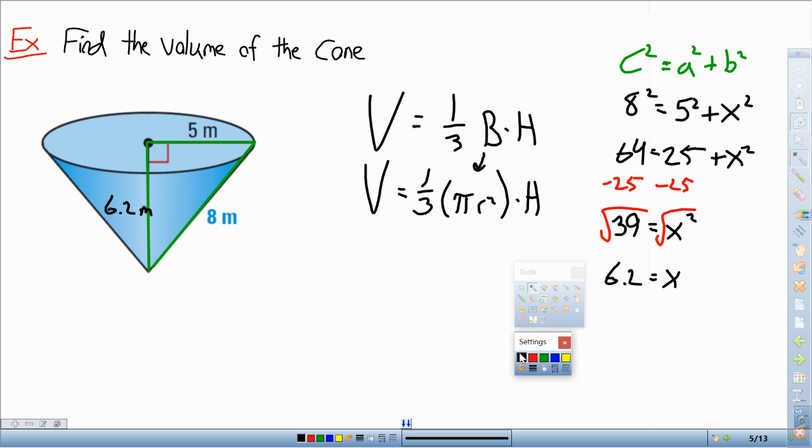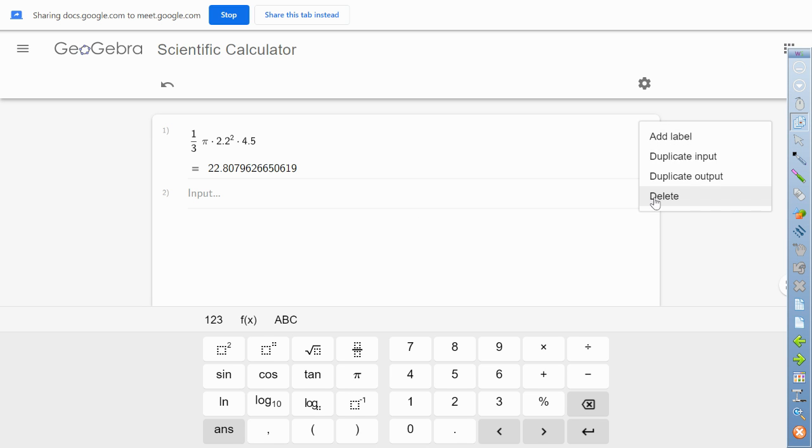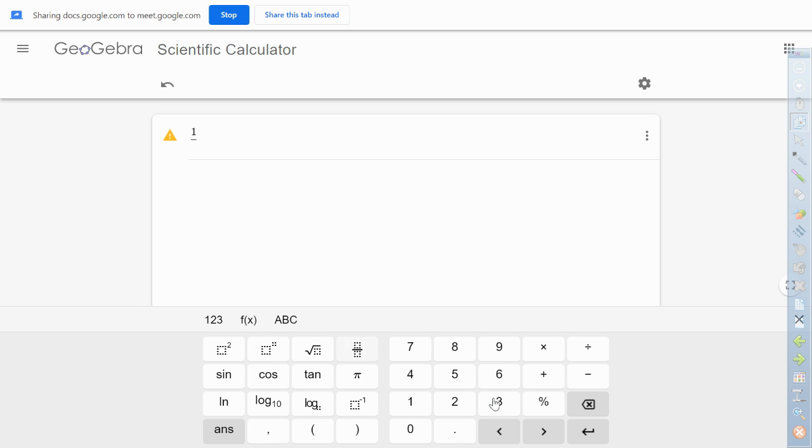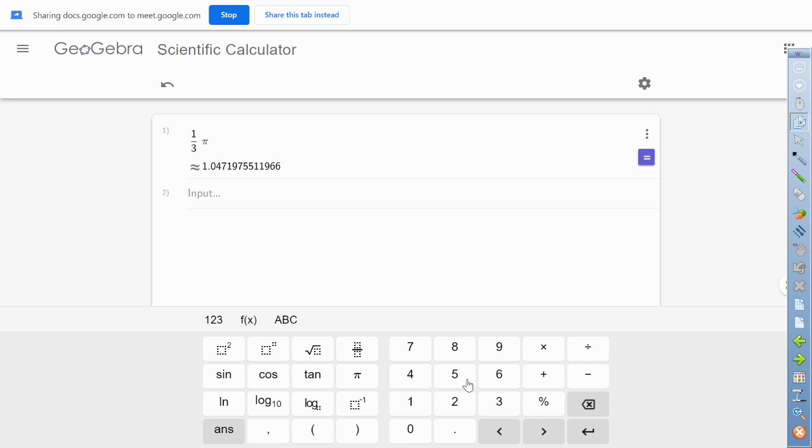Now I can use that to plug in my numbers here. So volume equals 1/3 times pi r squared. We just figured out, or never mind, r is 5. And the height is what we just figured out, 6.2. So 1/3 times pi times 5 squared times 6.2.